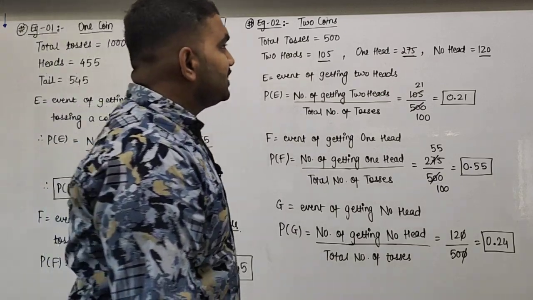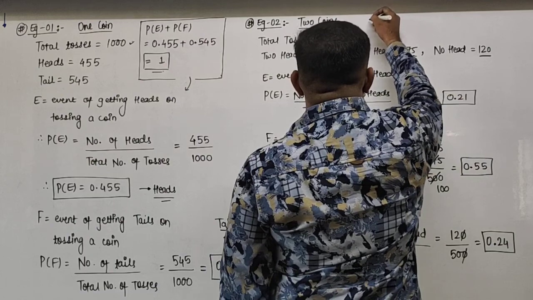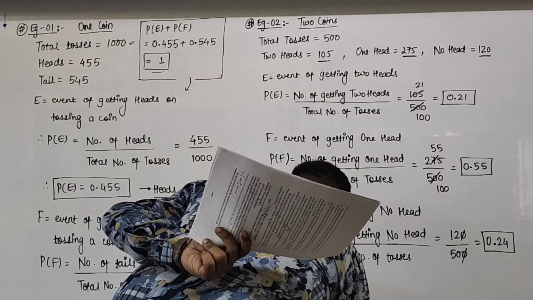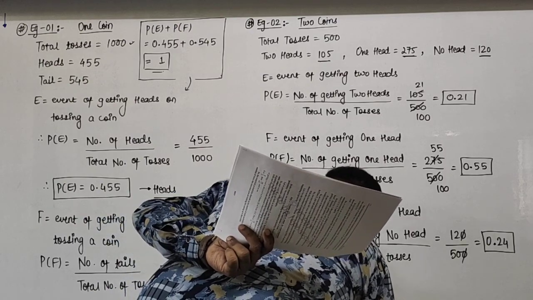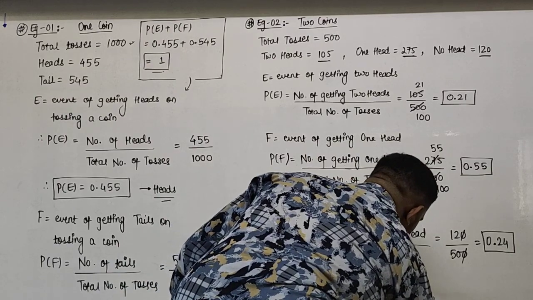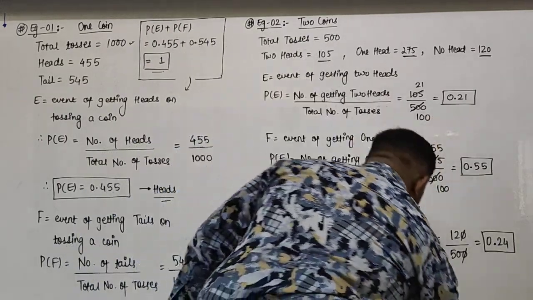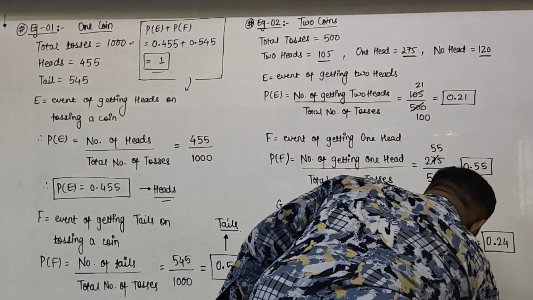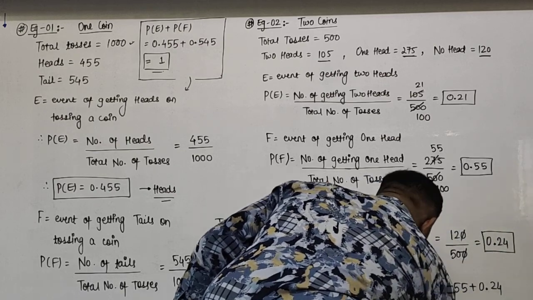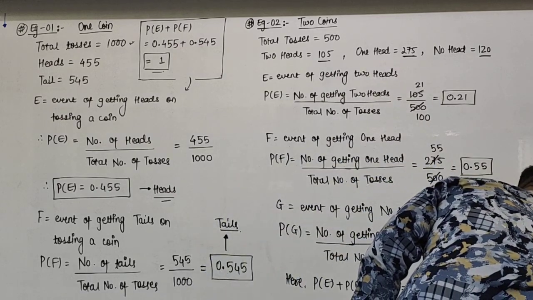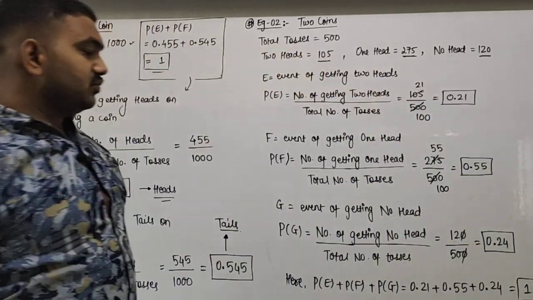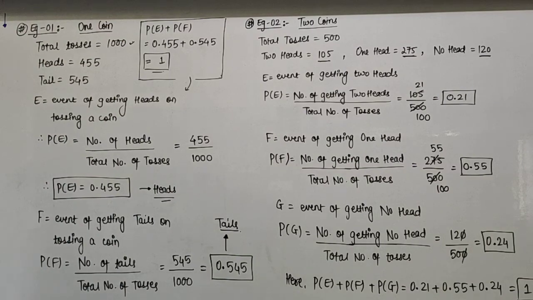Similarly, in example number 2 also, if I write down here the probability of E plus probability of F plus probability of G. So what is probability of E? 0.21 plus 0.55 plus 0.24. If you add all this, here also you will get 1.00, right? What will you get? 1.00, that is exactly 1.